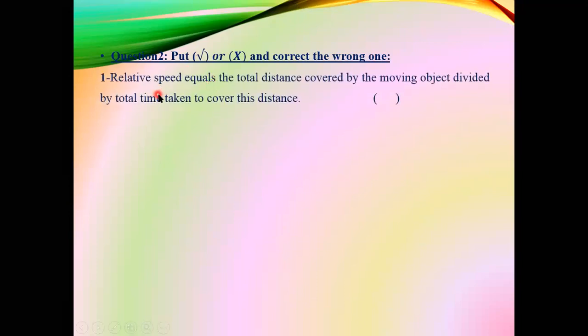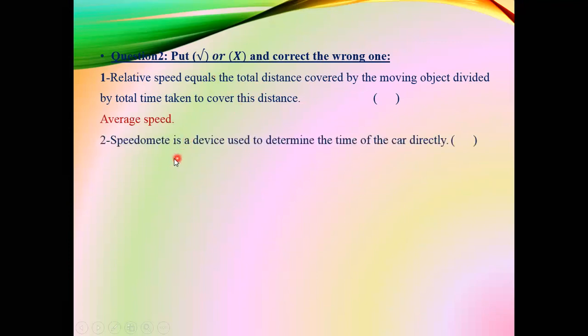Some of the questions here are right or wrong, please read carefully. Relative speed equals the total distance covered by a moving object divided by the total time taken to cover this distance. Total and total is not the relative speed. It is an average speed.